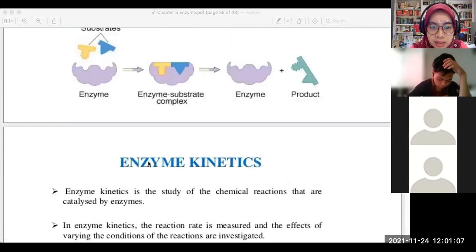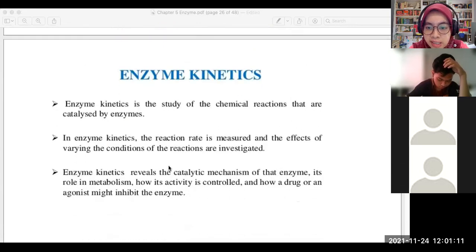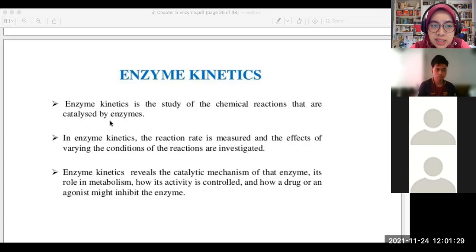All right, so next is enzyme kinetics. After understanding how an enzyme binds to its respective substrate, we need to know what factors can affect the mechanism of the enzyme. That knowledge is what we call enzyme kinetics, the study of chemical reactions that are catalyzed by enzymes. So in enzyme kinetics, what is measured?